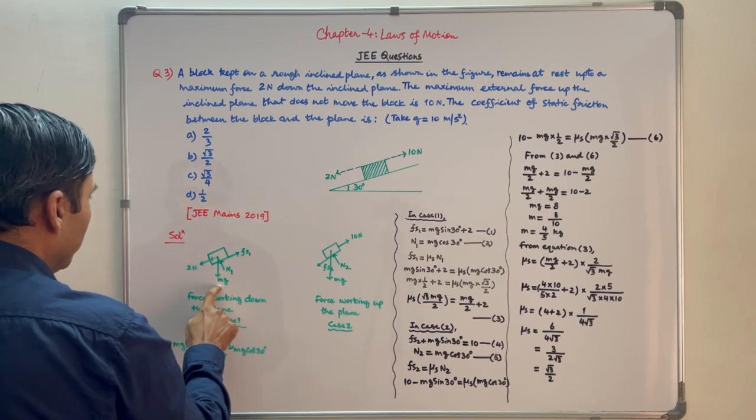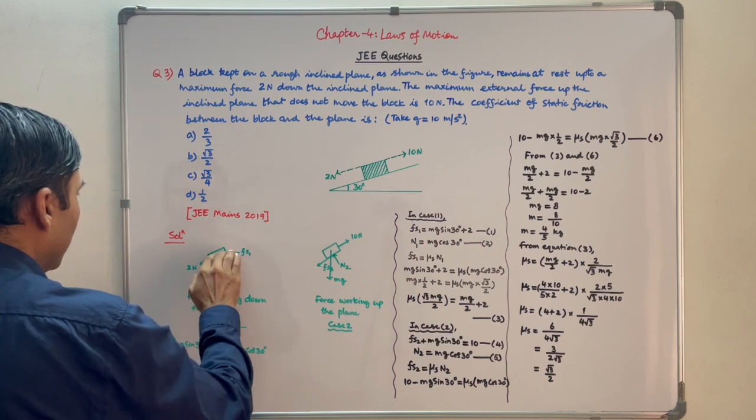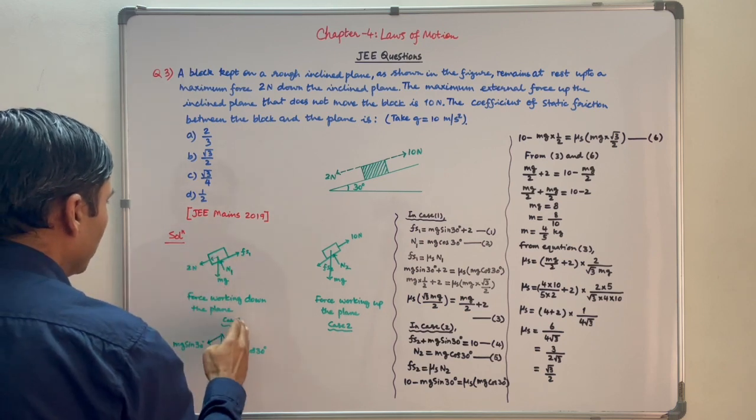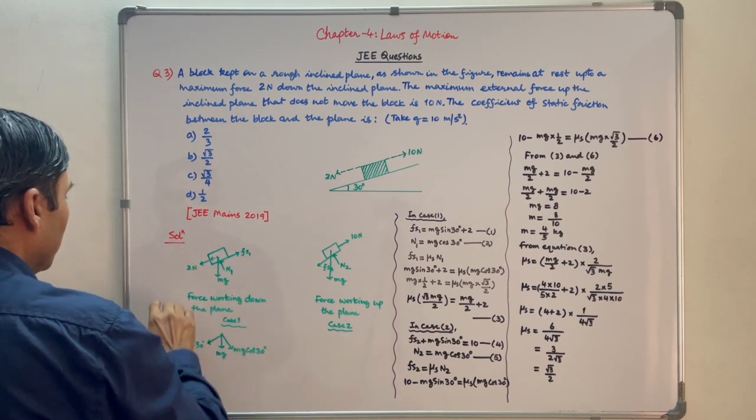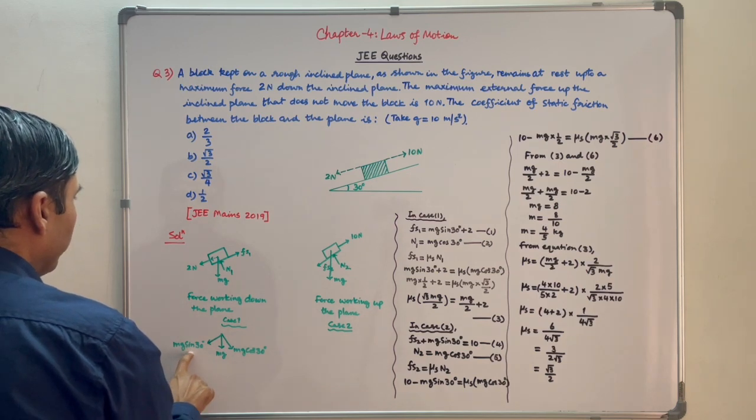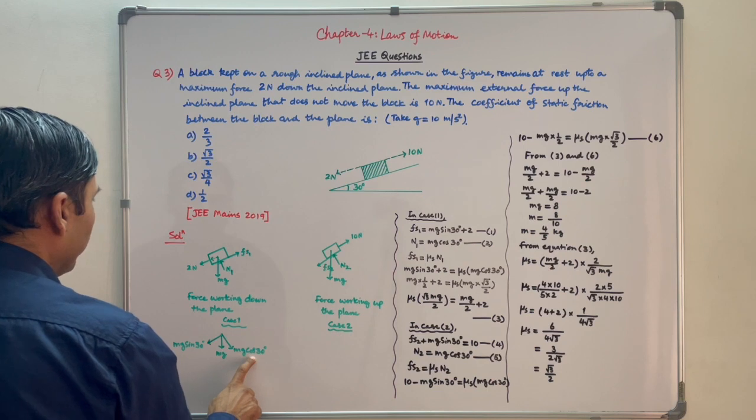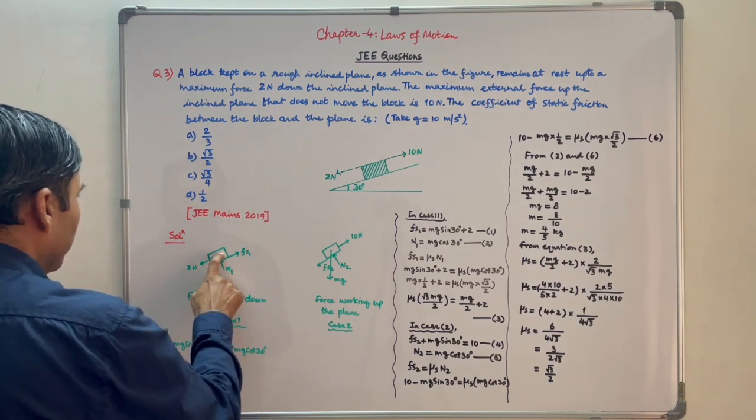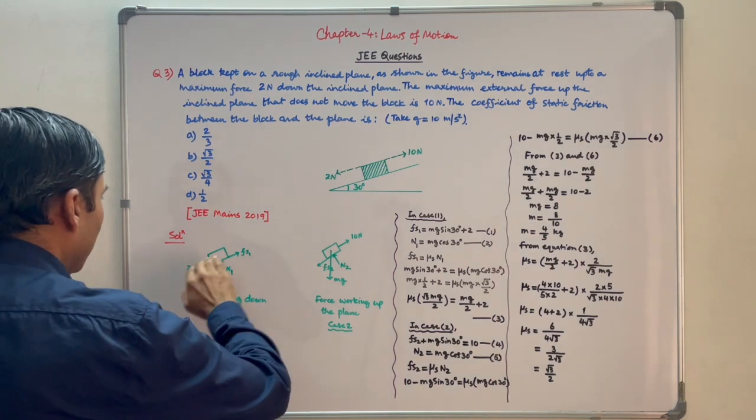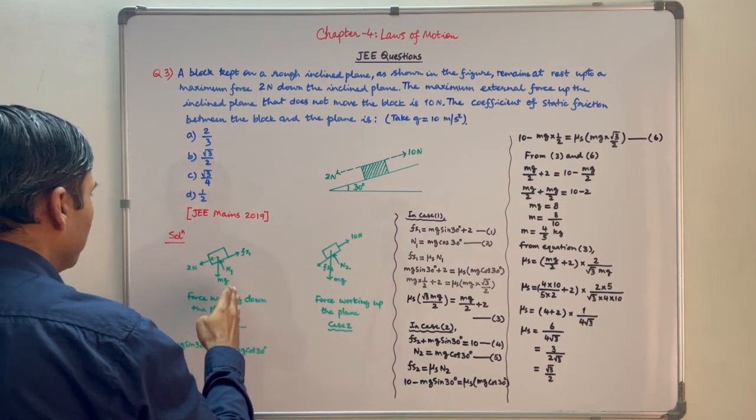We will resolve this weight into two components, one along the plane, another perpendicular to the plane. Along the plane component will be mg sin 30 and perpendicular to the plane component will be mg cos 30. At translational equilibrium, we will equate forces along the plane and perpendicular to the plane.